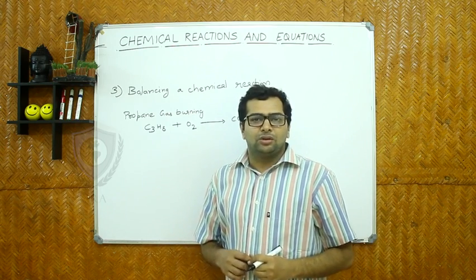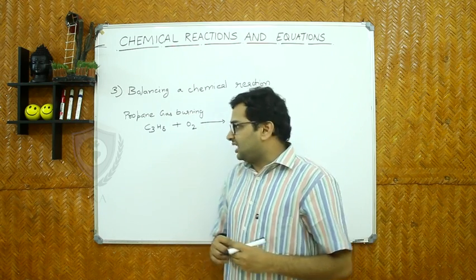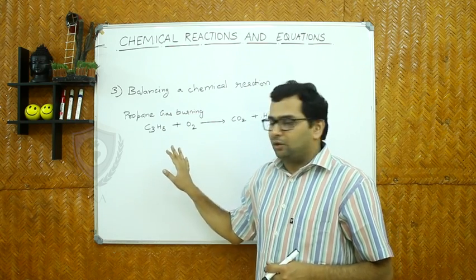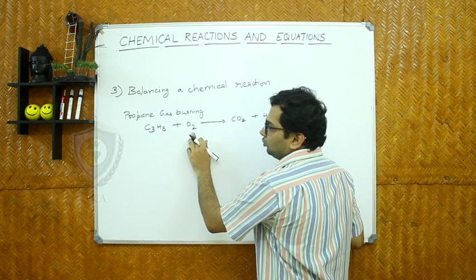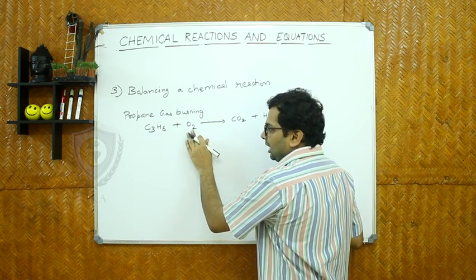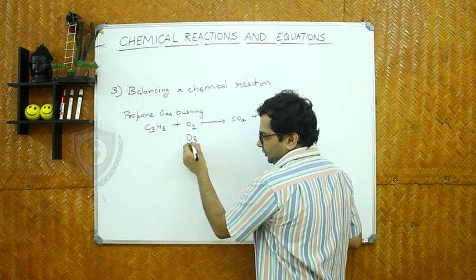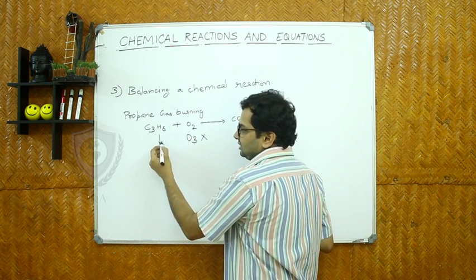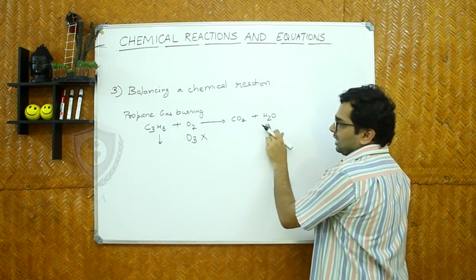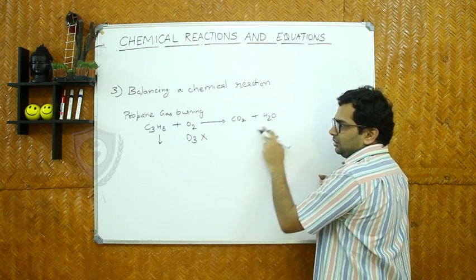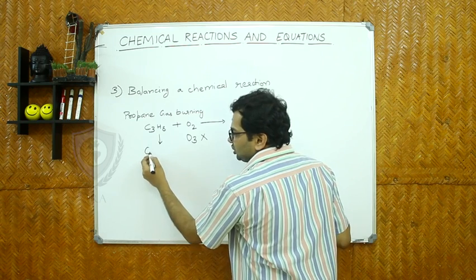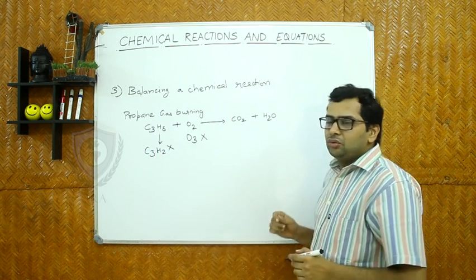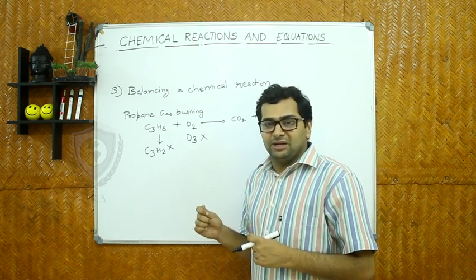So the first rule to balance a chemical reaction is that you cannot change the composition of an element or a compound. For example, O2, if you need one more atom, you can't make it O3. This is wrong. Similarly, C3H8, let's say you only have how many atoms here? 3 atoms here, and you have 8 atoms. So you can't change it to C3H2. This is also wrong. So you cannot do that while balancing a chemical reaction.